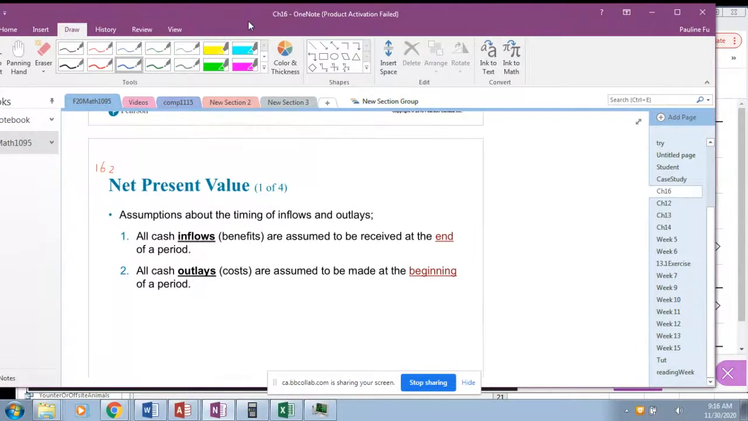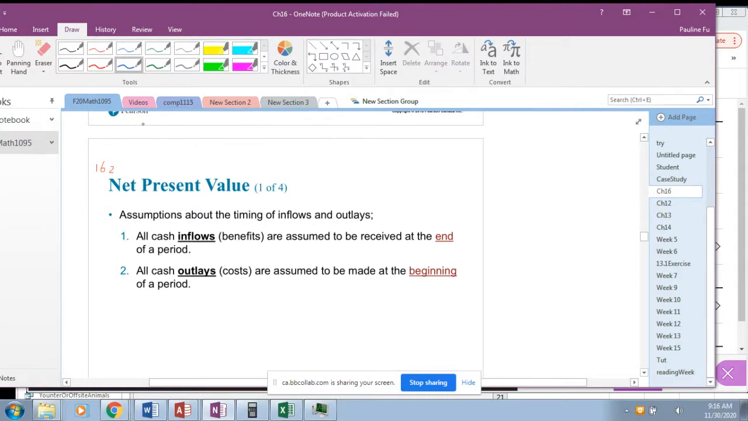This session is about Section 2 of Chapter 16, Net Present Value. We have some assumptions about the timing of inflows and outlays. Inflows means money coming in. Outlays means money going out, the expenses.